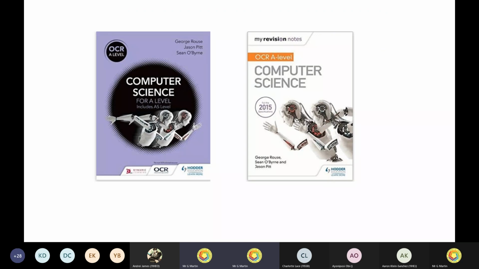We use the OCR A-Level Computer Science textbook. If you do study the subject, you will need to get this book, the one on the left. It's not the best A-Level textbook, but it is for the examples that we do, because it's written by the Chief Examiner, and so therefore it's in the language that the Chief Examiner will use for the exam.